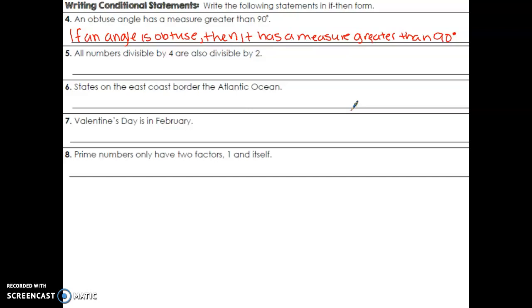Let's try another one. Let's look at number 5. Number 5 says all numbers divisible by 4 are also divisible by 2. So I'm going to cut it into hypothesis and conclusion. My hypothesis would be, if a number is divisible by 4, then it is divisible by 2.